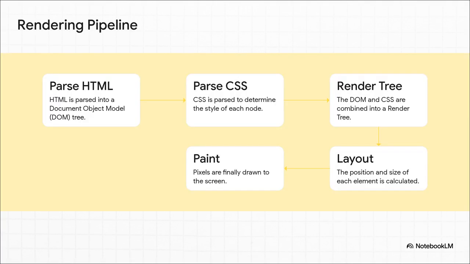Then the browser puts all this stuff through what's called its rendering pipeline. It's a fascinating process. First, it reads the HTML to build a map of all the content called the DOM tree. While it's doing that, it's also figuring out all the styles from the CSS. It then mashes those two things together into a render tree. From there, it calculates the exact size and position of every single thing on the page. And the very last step is to paint, where it finally actually draws the pixels onto your screen.